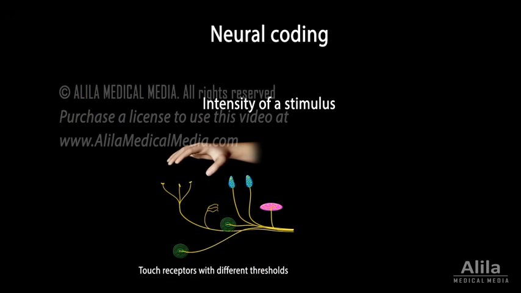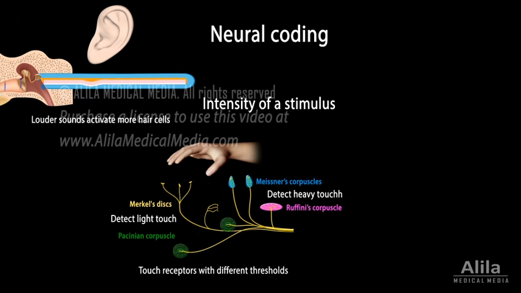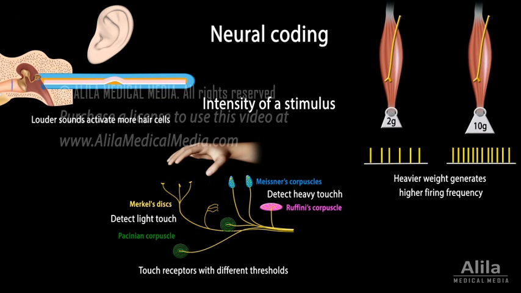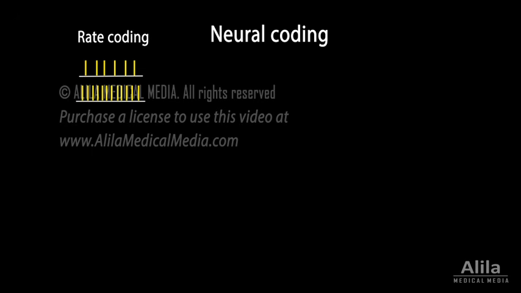Secondly, information about the intensity of a stimulus can be conveyed by activating receptors with different sensitivities, stimulating a smaller or larger number of neurons, or producing a lower or higher firing frequency in one neuron. Thirdly, aside from the firing rate, other characteristics of the action potential pattern may also encode information.